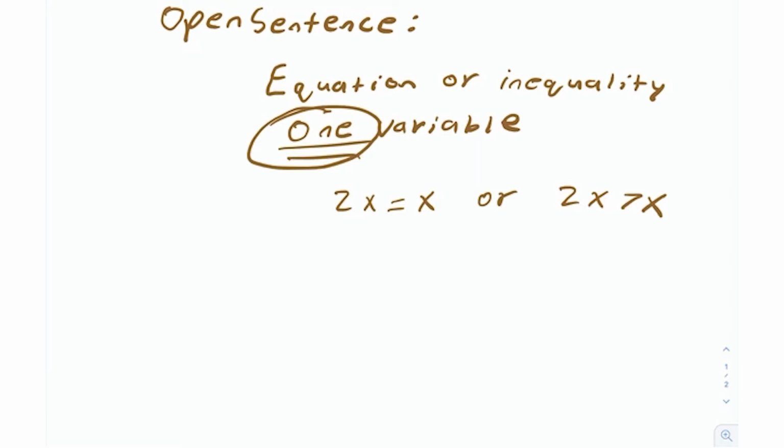And to go back to previous knowledge, x is a type of variable. So, another aspect of an open sentence is we need to be able to substitute a variable with a constant or a number. And we need to be able to tell whether this statement is true or false. Let's do an example to show what this means.